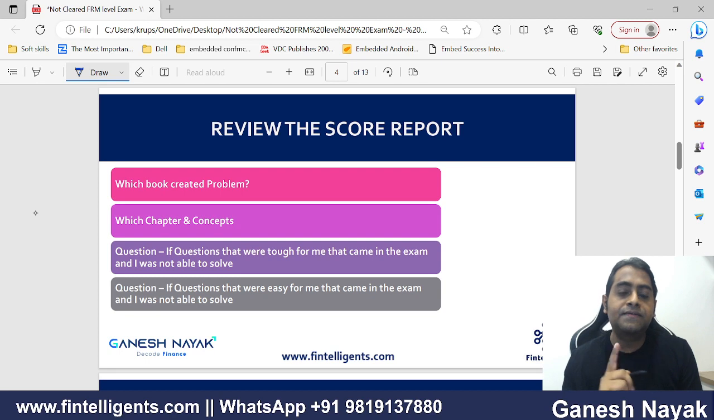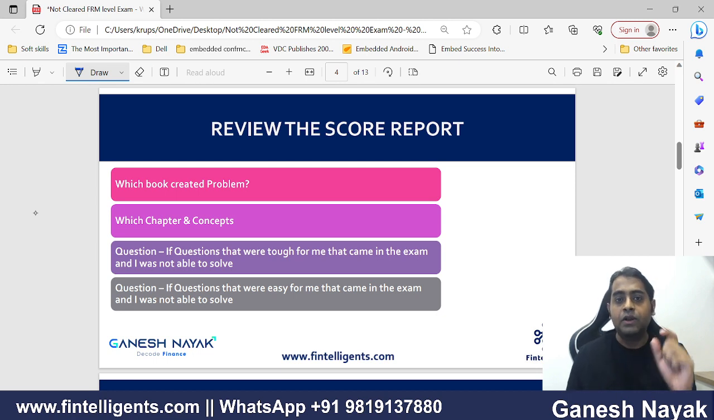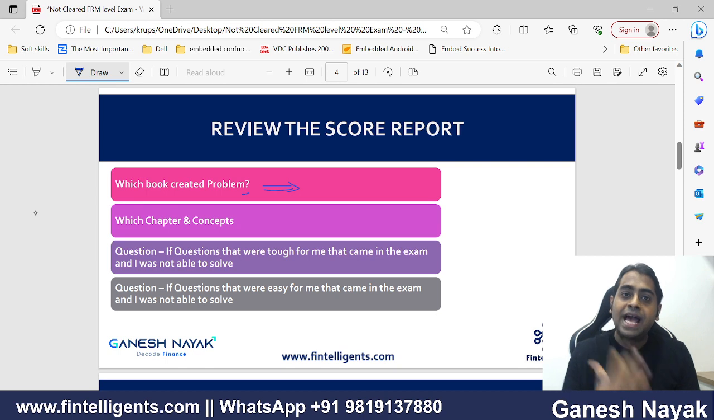Let us move towards the first section, review the scorecard. Whenever you're looking at the scorecard, the result is given in quartiles for each book. For FRM Level 1, you have four quartiles given. For Level 2, there are six quartiles. When you look at the quartiles, there will be certain books where you have not performed well, for example where you've got a fourth quartile or third quartile. An easy way to understand is to ask yourself whether, when you were preparing for the exam, that book was actually that problematic or not.